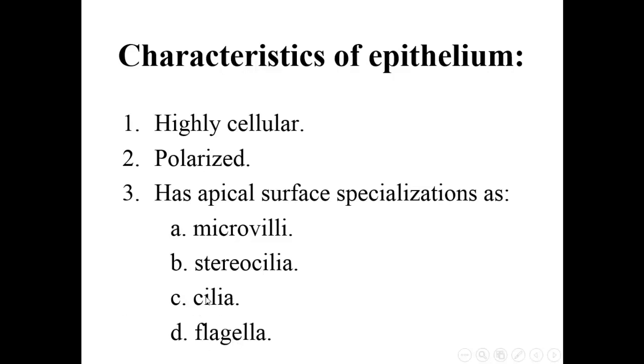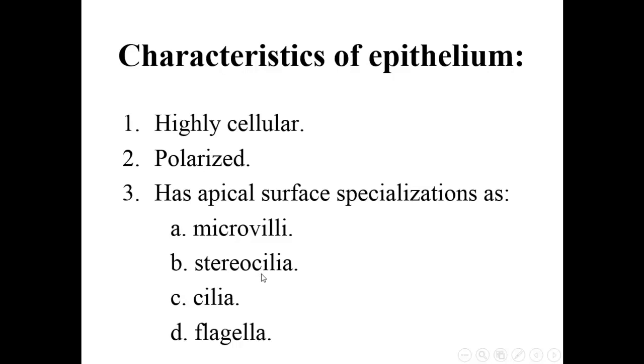Cilia will help the cell to move something, for example, mucus in the respiratory system or the ova in the fallopian tube, while stereocilia, which is found in the male genital tract, will help the sperm to move. But we know that the sperm has a tail, it has small size mitochondria, it can move on its own. It does not need cilia like the ova, but it can move on its own. So what is the function of stereocilia here? Stereocilia will help the sperm to move.